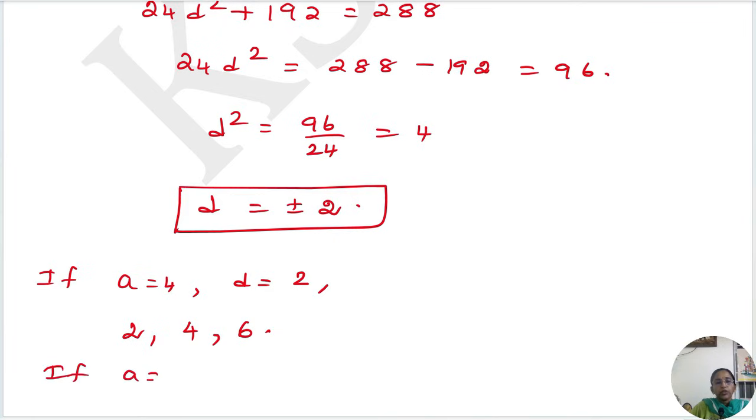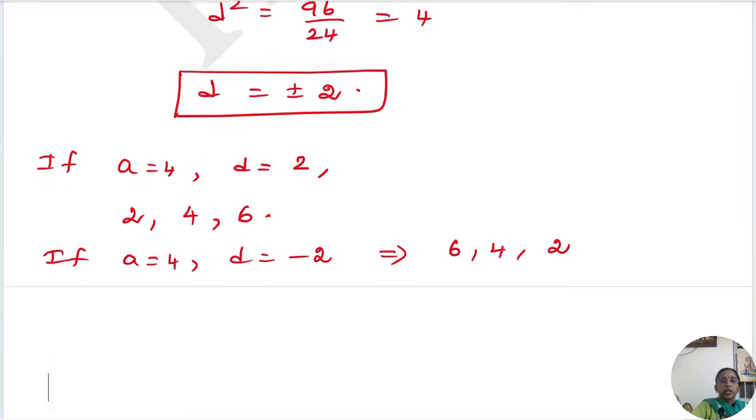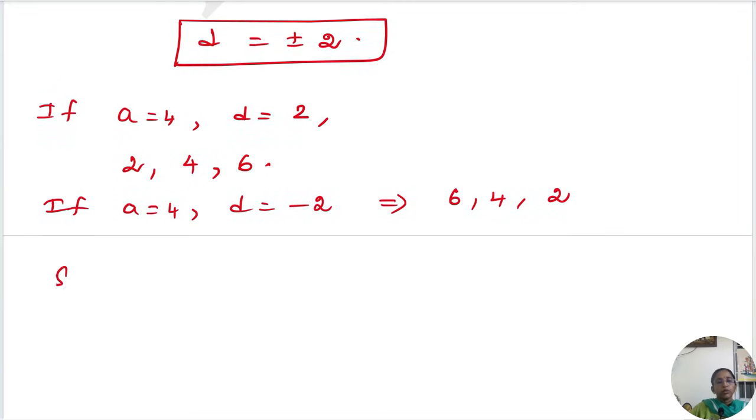If A is equal to 4 and D is equal to negative 2, then our numbers are 6, 4 and 2. So we can write the final answer as: the numbers are 2, 4, 6 or 6, 4, 2.